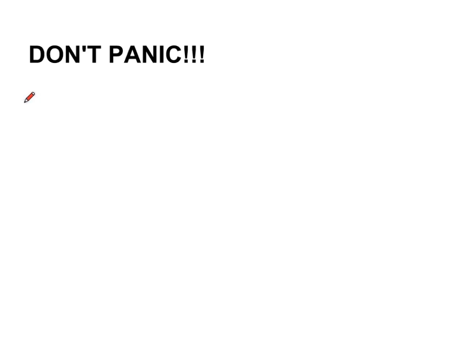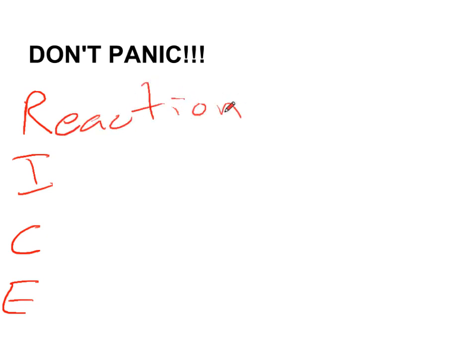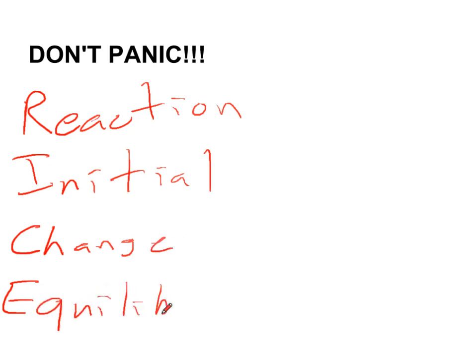A Rice table has 4 parts, R, I, C, and E, and what it stands for is reaction, initial, change, and equilibrium. Now, the initial, change, and equilibrium, those are all referring to concentrations of products or reactants. So what they initially were, how the concentration changed, and what they were at equilibrium. And the R is a reminder to write the balanced reaction because we know that rates are related by the stoichiometric coefficients in the balanced equation.